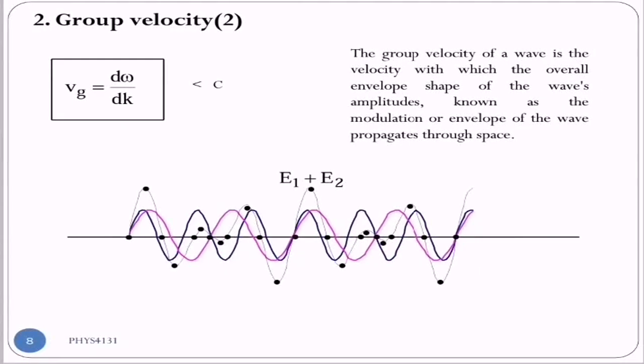The group velocity of a wave is the velocity with which the overall envelope shape of the wave's amplitude, known as the modulation or envelope of the wave, propagates through space. The formula of group velocity is Vg equal to d omega over dk, which is less than c, the speed of light.